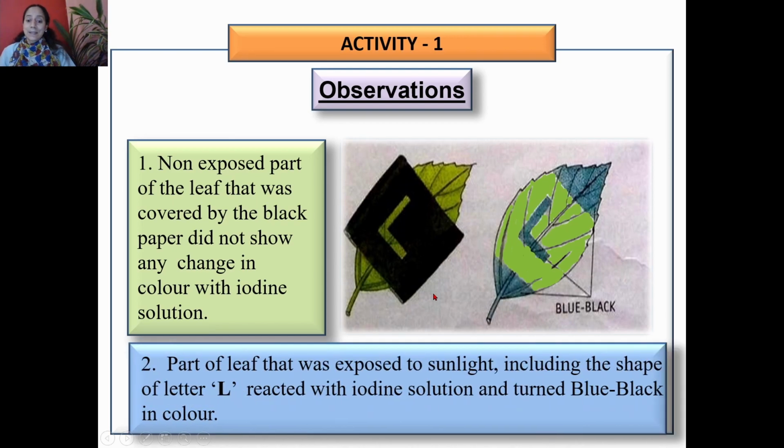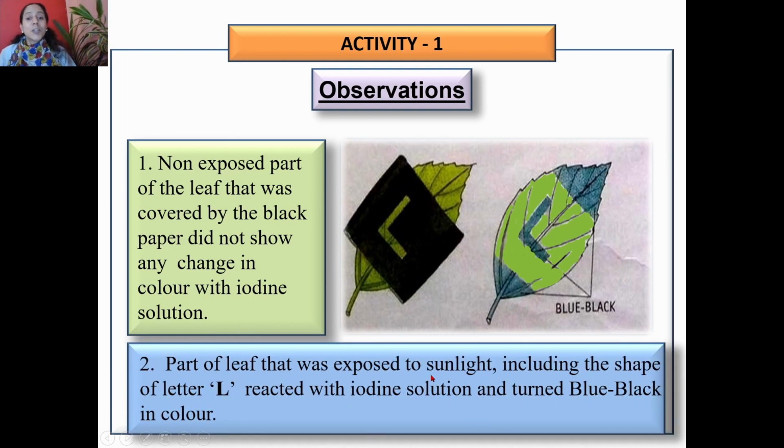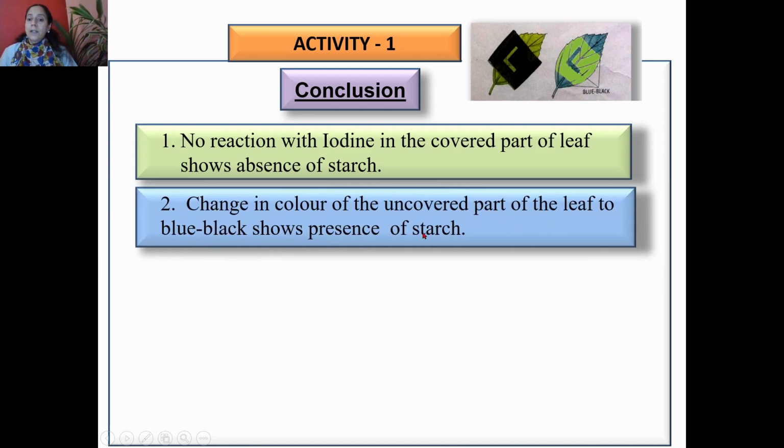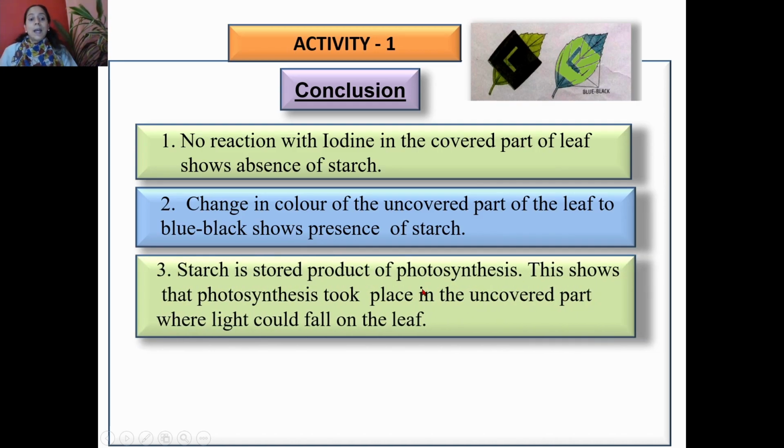So light is necessary. The part of the leaf that was exposed to sunlight, including the shape of letter L, reacted with iodine solution and turned blue-black, whereas the part covered with black paper showed no reaction. So there is no reaction of iodine with the covered part. The change in color in the uncovered part clearly shows the presence of starch, and starch is a stored product of photosynthesis. Here, viewers, you have to remember that starch is the stored product of photosynthesis.